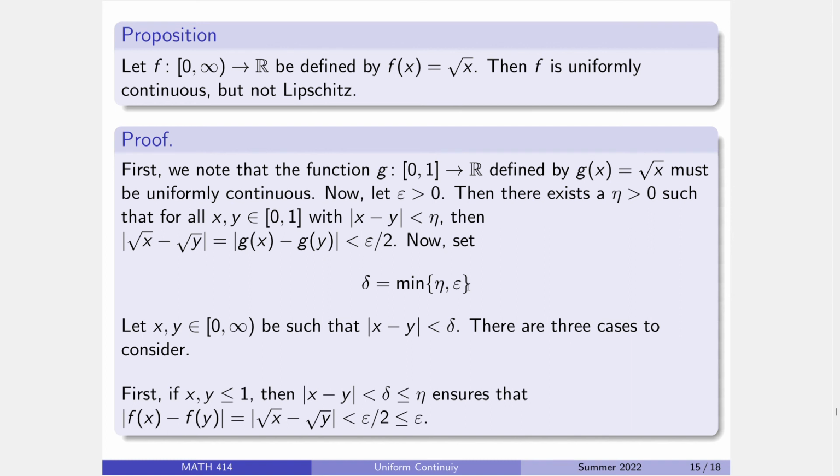So first off, if x and y are both less than 1, that means they are in this domain. And since they are less than delta away from each other, they are within eta of each other. And so our hypothesis guarantees that |f of x minus f of y| is less than epsilon. That should be a strict inequality there. I don't know why I don't have that strict. Okay. So right now, it's not quite clear why I have the epsilon over 2. But trust me. Okay. So for all x and y less than 1, we're good.